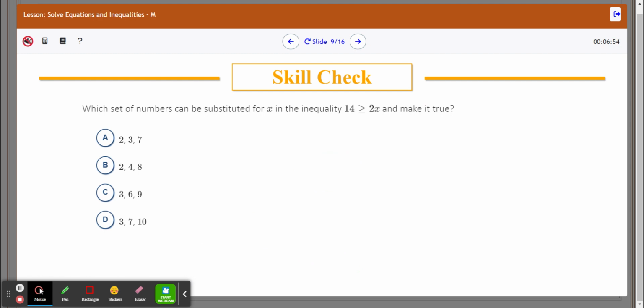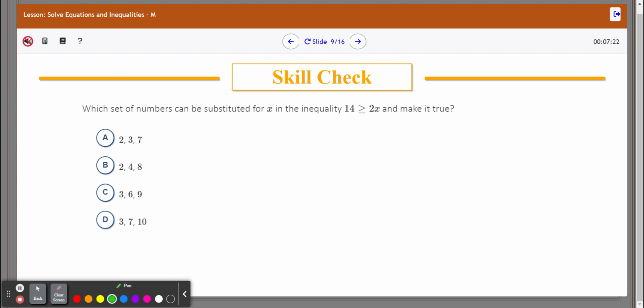Another problem. It says, which set of numbers can be substituted for x in the inequality 14 is greater than or equal to 2x to make it true? All right, now notice again, very important, it's greater than or equal to 2x. So let's start plugging in our numbers and see if it works. Ready? All right, so let's look at A. Let's plug in 2 for x. So if we plug in 2 for x, we get 2 times 2, which is 4. Well, 14 is greater than or equal to 4, so that's true.